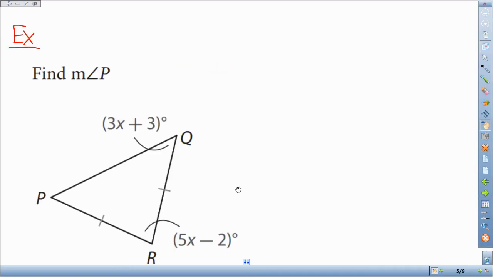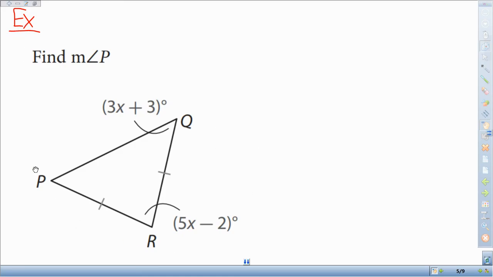All right, so let's look at another one here. This one's asking us to find the measure of angle P. Again, go ahead and copy this. We'll try this example together. Okay, so this one's a little weirder. Let's break down what's going on here. First thing I notice, we have congruent side lengths. We have an isosceles triangle.